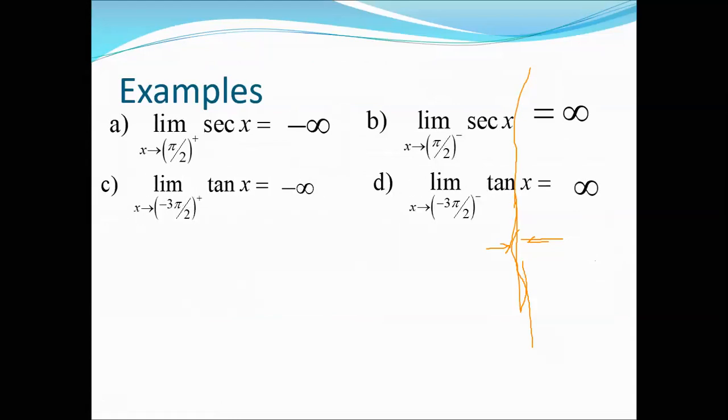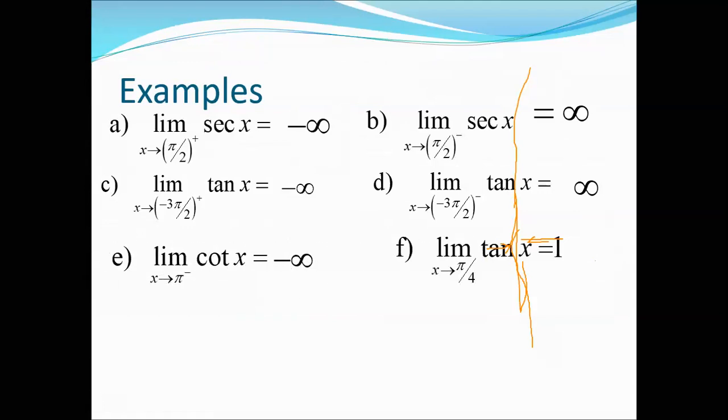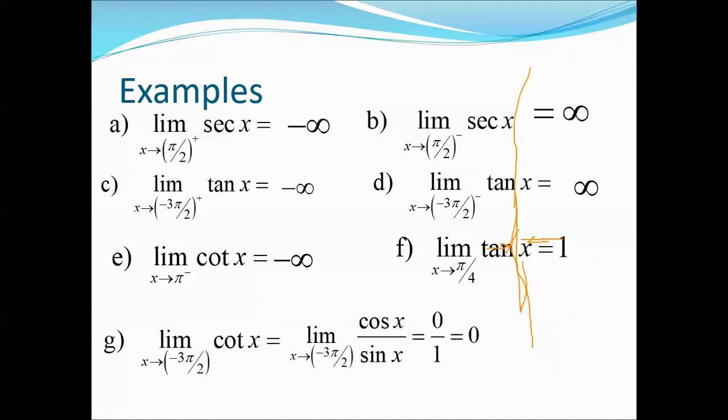Again tan, left hand and right limit. Similarly for cot, we know that tan pi by 4 is 1. Cot again at pi, it is infinity and minus infinity. So from the left side, the value of cot is minus infinity, and from the right side it is plus infinity. Okay, at minus 3 pi by 2, the value of cot can be written as cos upon sine, and sine of minus 3 pi by 2 is 1, cos of minus 3 pi by 2 is 0, so we get 0.